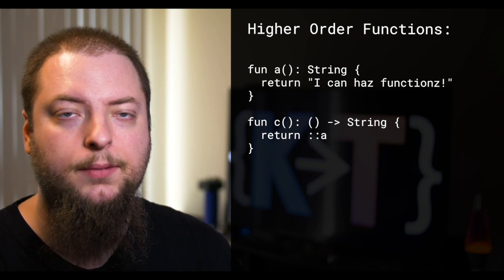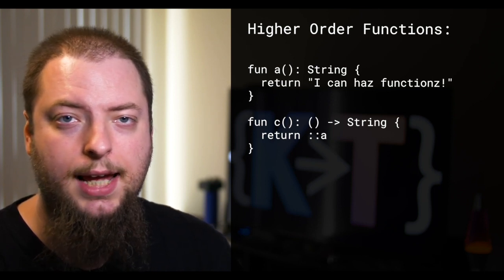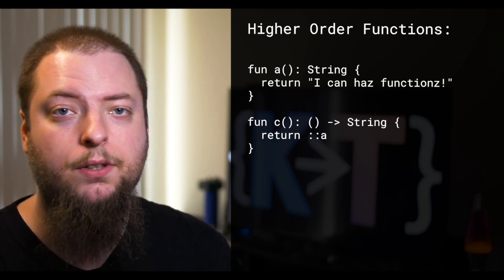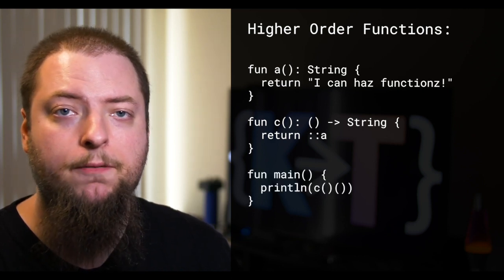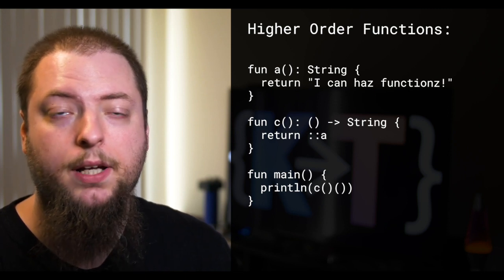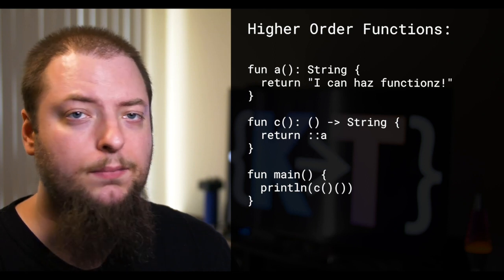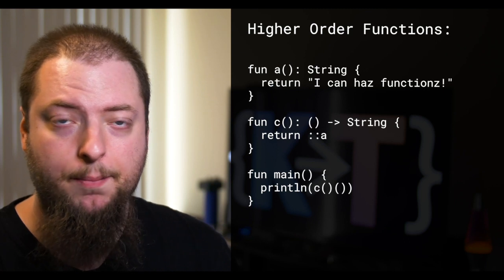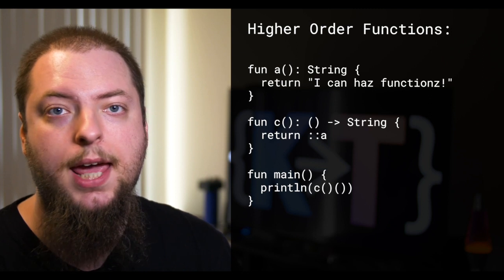And then you'll notice that in c's definition, we say return double colon a. Again, we need that double colon to tell Kotlin that the a function has already been defined elsewhere, and we should simply return that function. Now let's go to our main function here, and we'll actually call the c function. So we type print line, and we put the c inside of there, and then we put the parentheses after it. Now the interesting thing here is adding the parentheses after the c function one time will simply return the function that c returns, namely, it'll return function a.